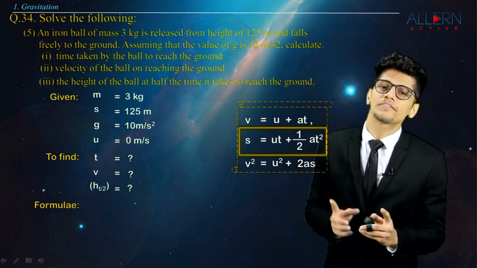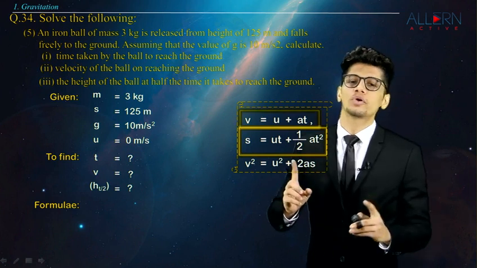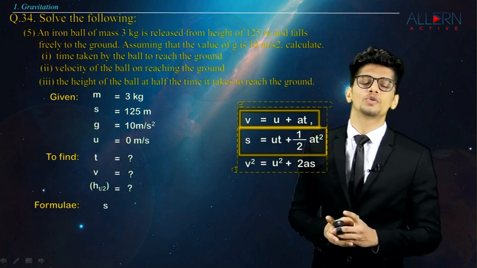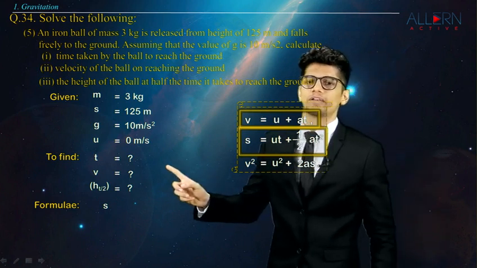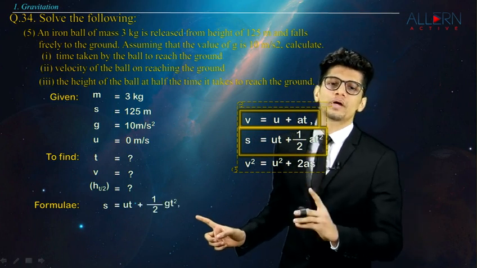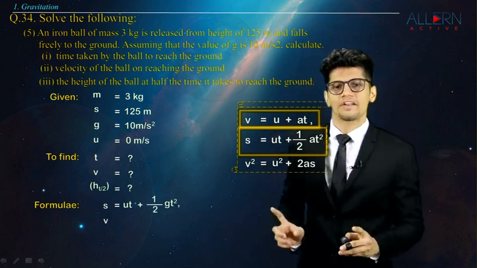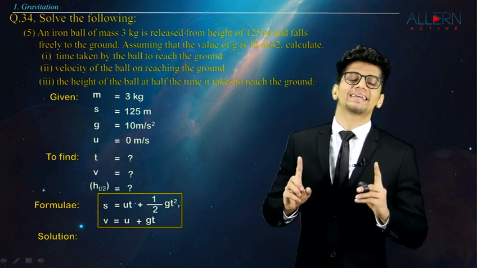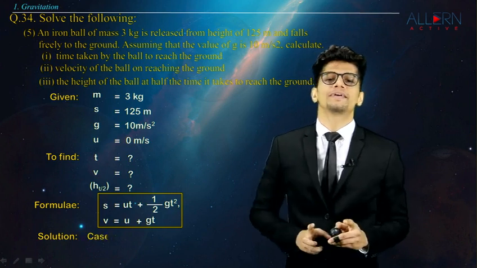So first of all, we have to use the second formula, that is s is equal to ut plus half gt square, and finally we'll use the formula v is equal to u plus at or gt to find the value of v. So s is equal to ut plus half gt square is the first formula that we'll be using, and finally v is equal to u plus gt. Now let's start by solving case 1 of finding the value of time.